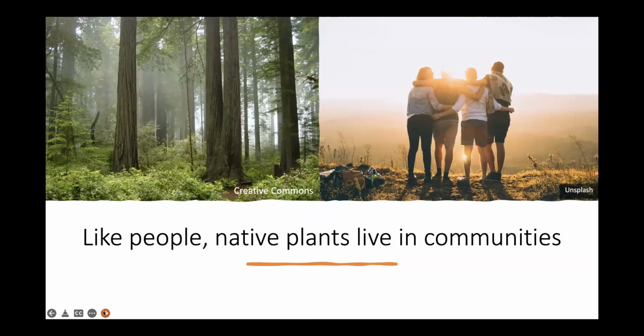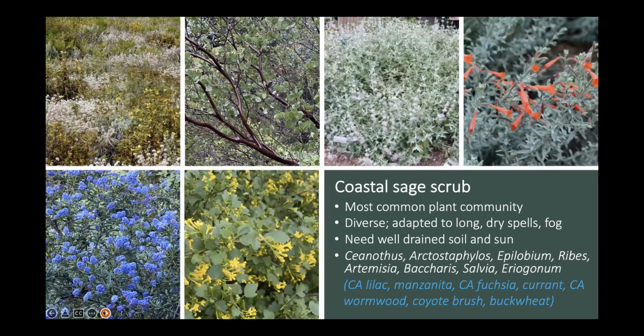Okay, so like people, native plants live in communities. So let's talk about those a little bit. We're going to talk about some of the largest plant communities in Marin. The first is the coastal sage scrub, and you may recognize some of these plants right out of the chute. This is our most common plant community, very diverse. It's adapted to our long dry spells that I spoke of earlier, and also fog, right? So you'll see some of this right on the coast. They need well-drained soil and full exposure to the sun. One interesting little tidbit, there really are no trees in the coastal sage scrub. They need full exposure. They don't necessarily want to be under the shade of something.